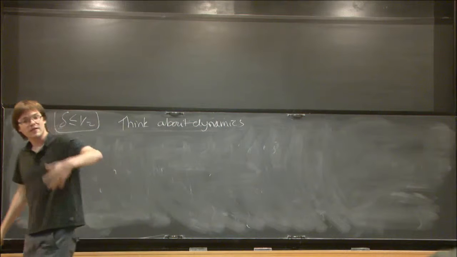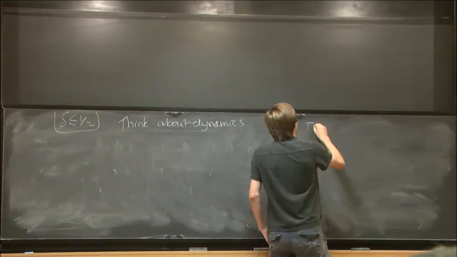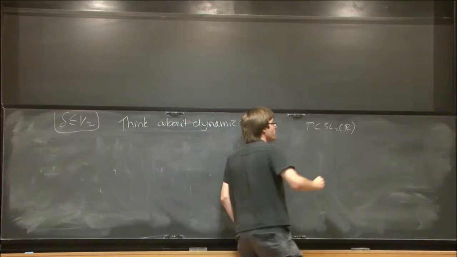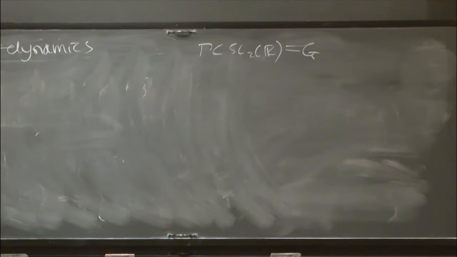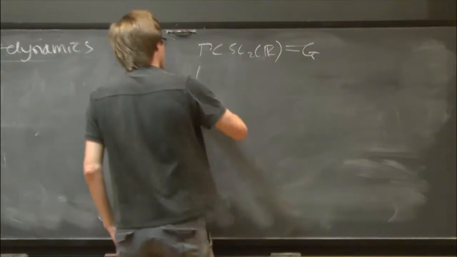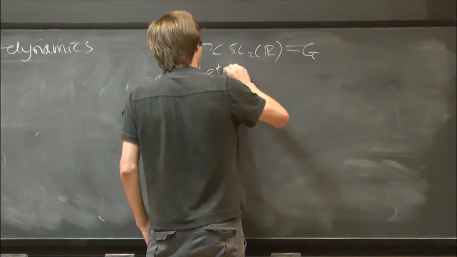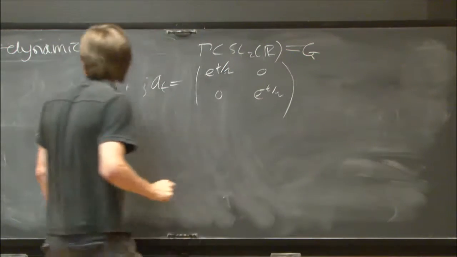Okay, so as you mentioned, at this stage I'm going to start talking about gamma sitting inside SL2R, which I'm going to call G. And this is just maybe I take a pre-image under a double cover or something like that. Okay? And inside this group, I have my favorite A_t, my favorite diagonal elements, e^{t/2}, 0, 0, e^{-t/2}.